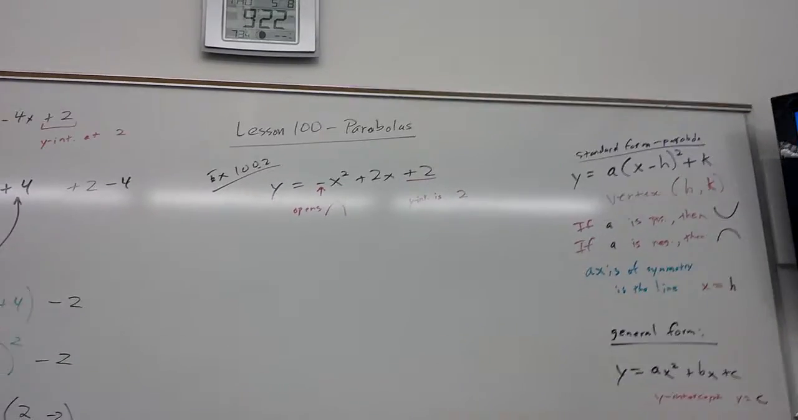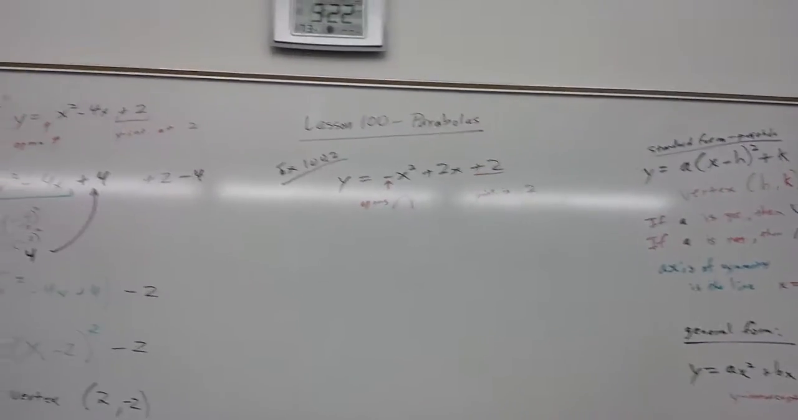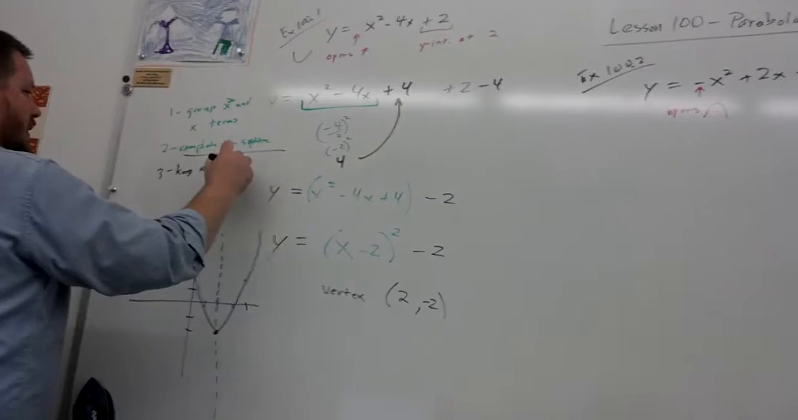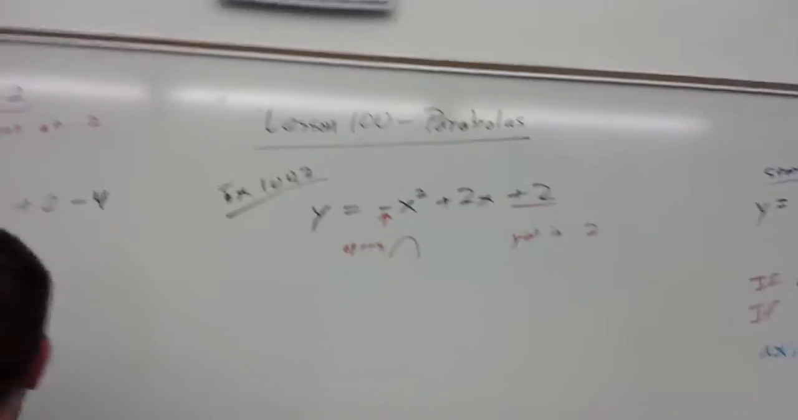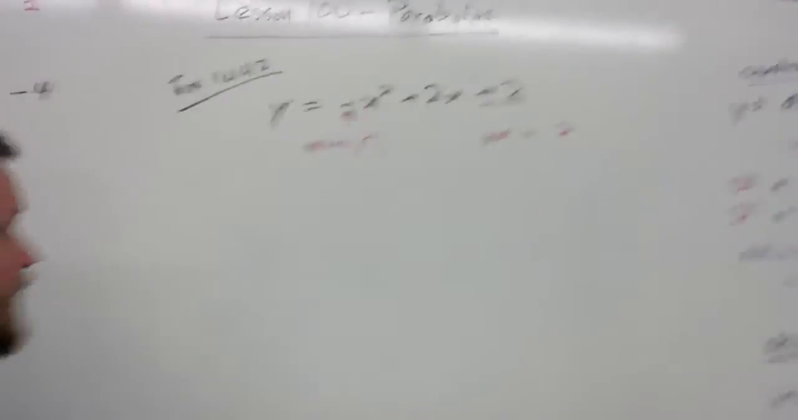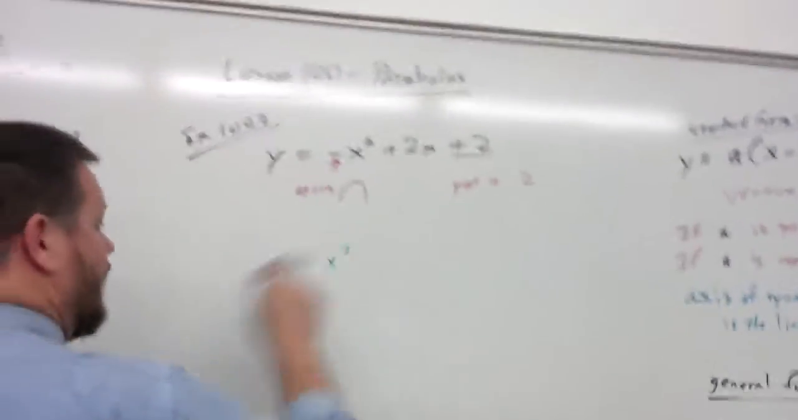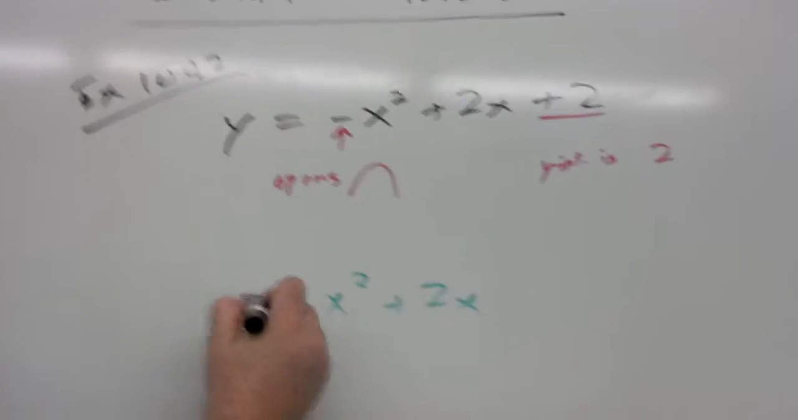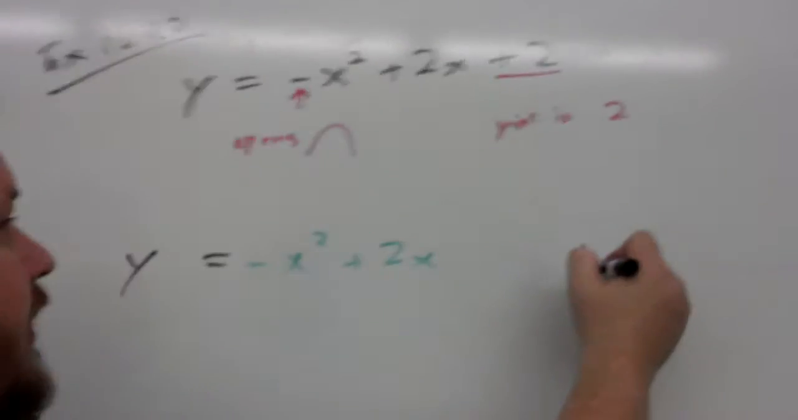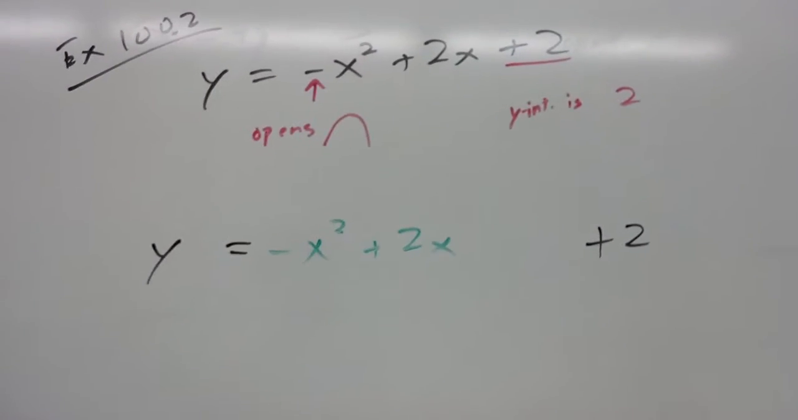I forgot to write down over here: keep the equation in balance. Okay. All right. So what did we do? We're going to group the x squared and x terms. So we've got our x squared and x terms together. We have the y equals. Let's leave a space and put a 2 over here.